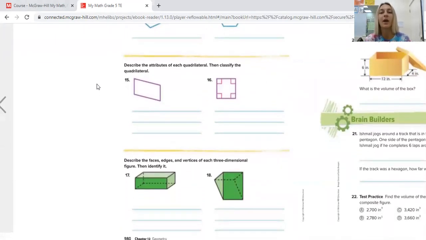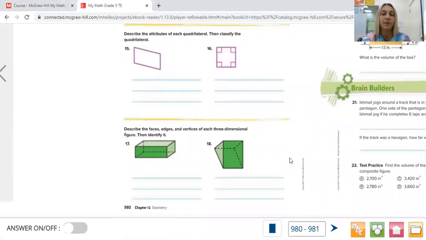Describe the attributes of each quadrilateral, then classify the quadrilateral. So these are both quadrilaterals. They have 4 sides. You need to describe the attributes. You can tell me if there are parallel lines, if there are congruent angles, equal angles, or not congruent angles. And then you need to classify it. Which kind of quadrilateral is it? There were a couple examples on the last page. Now, this one, or these 2, describe the faces, edges, and vertices of each 3D figure. So tell me how many faces, the flat surfaces, how many edges, the sides, how many vertices, the points. Then tell me what they are called.